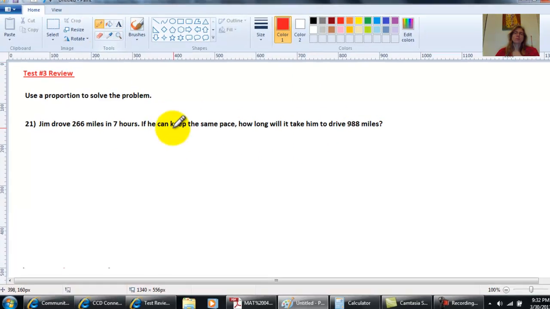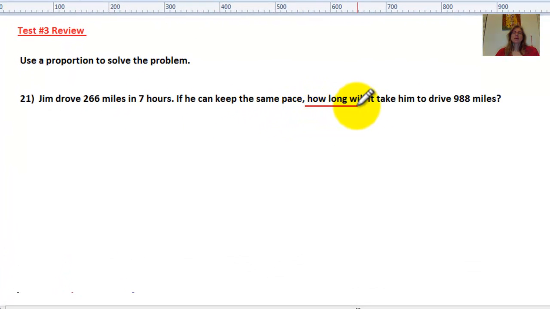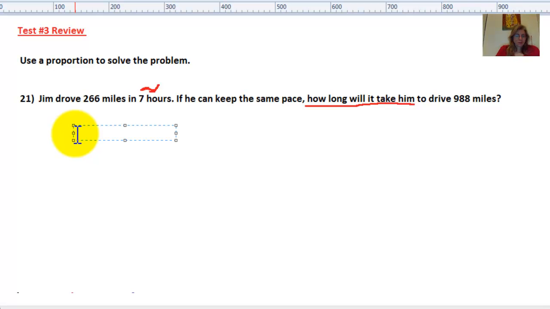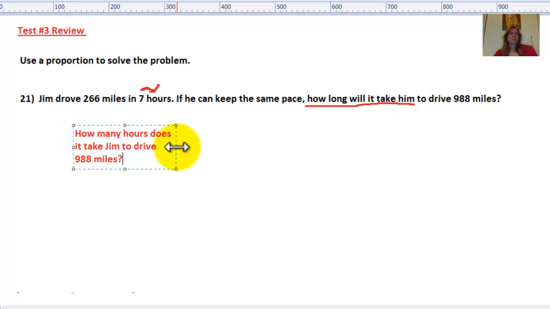They say, how long will it take him? And they're using hours here. So how many hours is it going to take him is really the question they're asking. So let's see, the question is, how many hours does it take Jim to drive 988 miles? That's what they're asking.